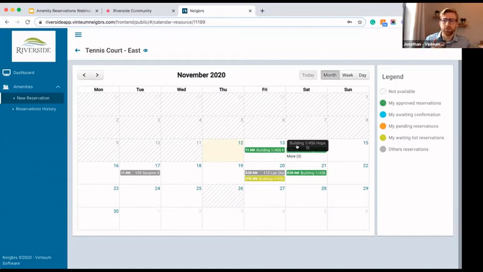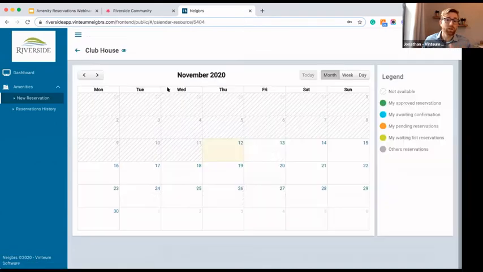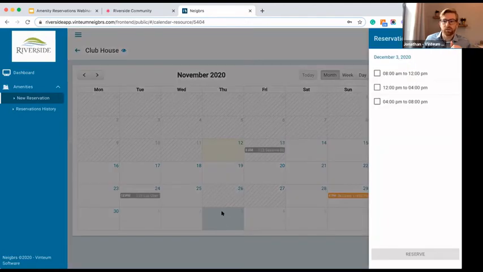This is automatically approved. It's first come, first serve, with some restrictions and with a little bit of insight into how often it's being used. But something like a clubhouse, maybe you need a little bit more notice. Maybe these need to be reserved weeks in advance. Maybe it requires property manager intervention. So let's run through an example with this clubhouse. Let's say I want to book the 3rd of December, and I want to select from noon to 8 p.m.